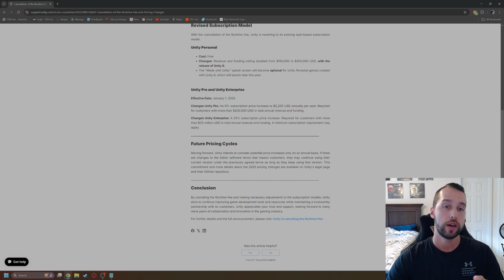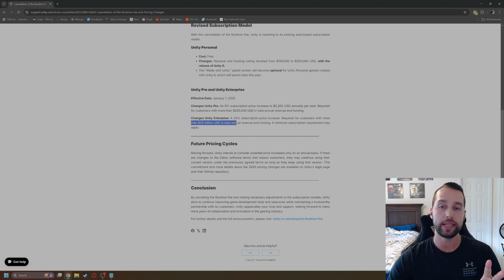Now, changes in Unity Enterprise. They're raising it by a 25% subscription price increase. This is required if you make more than $25 million total annually, and that includes funding as well. And it says a minimum subscription may apply.